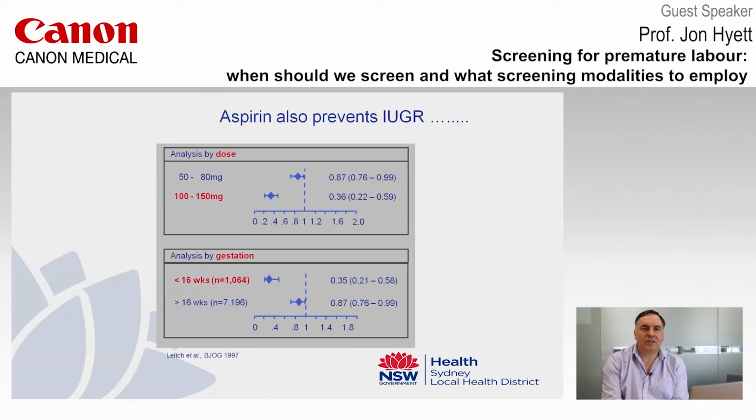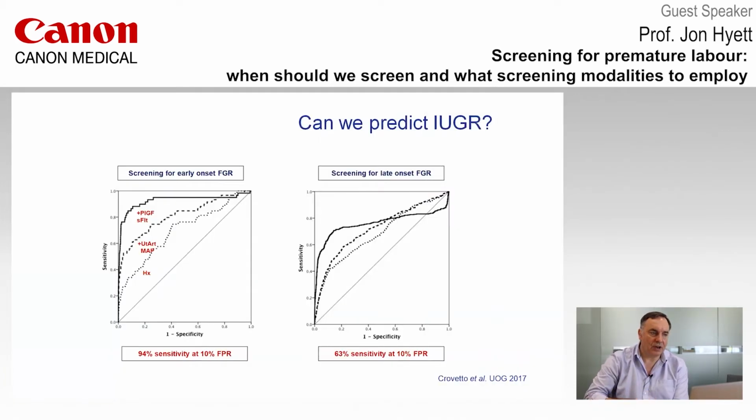You can expand that to screen for fetal growth restriction. We know that aspirin is the same treatment, and we can actually predict IUGR in some models. This is actually a Spanish model, very similar to the preeclampsia. You can see that they predicted about 90% with a 10% false positive rate. So this is an ongoing project for us to expand our preeclampsia screening to include fetal growth restriction.